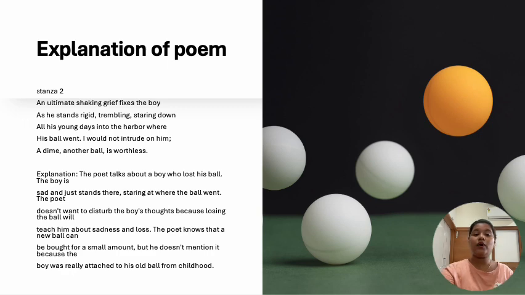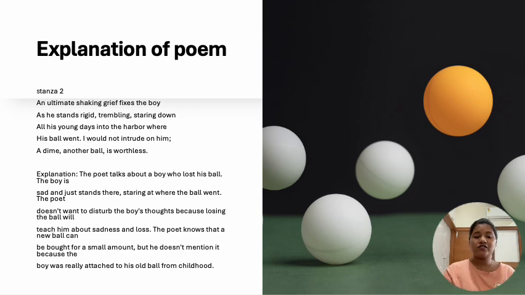So the stanza 2: An ultimate shaking of grief fixes the boy as he stands rigid, trembling, staring down all his young days into the harbor where his ball went. I would not intrude on him a dime, another ball is worthless. So the poet talks about a boy who lost his ball. The boy is sad and just stands there staring at where the ball went down.